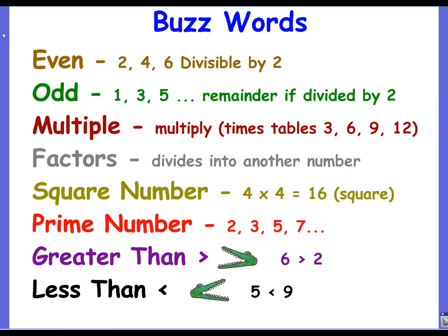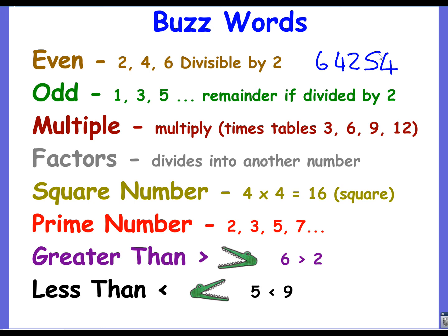Let's have a look. So even numbers are divisible by 2, so 2, 4, 6, 8, and so on. Even if it's a large number, we can tell if it's odd or even based on the last number. So this number I've just written down is even because it ends in a 4.